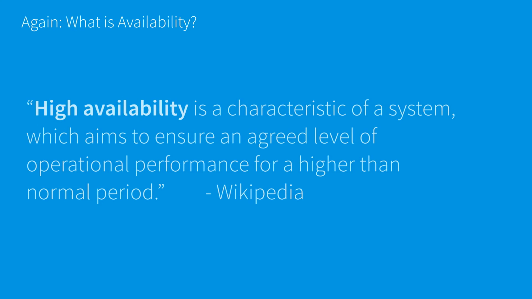So again, what is availability? Well, high availability is a characteristic of a system which aims to ensure an agreed level of operational performance for a higher than normal period. Thank you, Wikipedia. Now, what this really means is that we're looking at designing a system such that the entirety of the system has more availability than the constituent components.